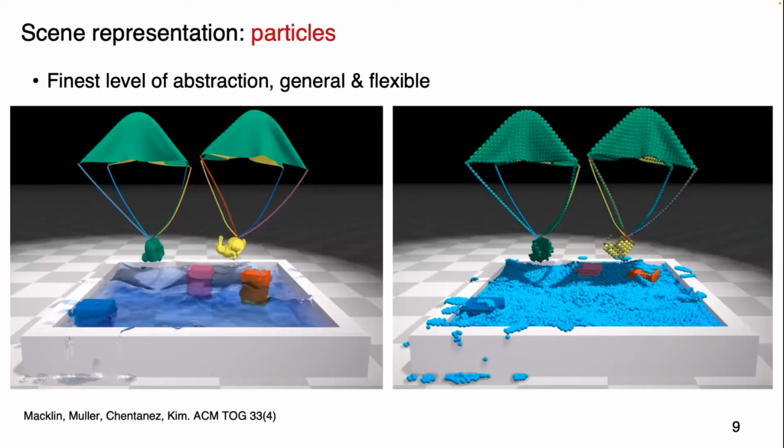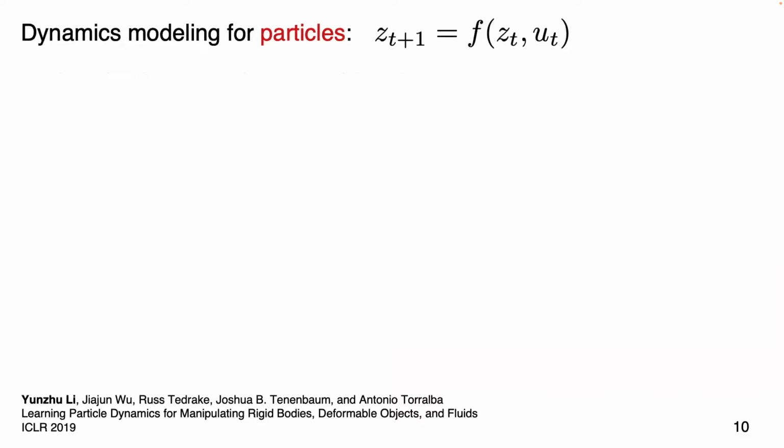And for this specific talk, I'm focused on the use of particles as a representation. Particles are a very general representation and are very flexible in terms of representing objects of a wide variety of materials, like rigid objects, deformable objects, and fluids. As you can see from the images, different objects consist of particles, which indicate the object geometry and the interactions within and between the objects. And to model the dynamical system represented using particles, we are using graph neural networks.